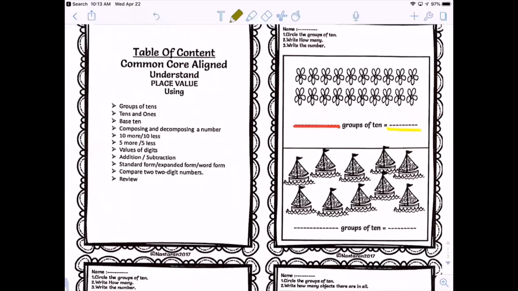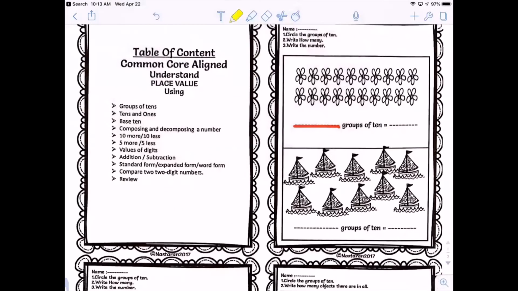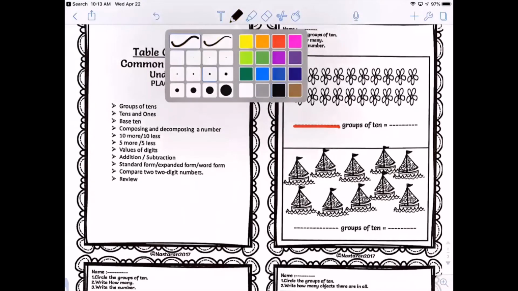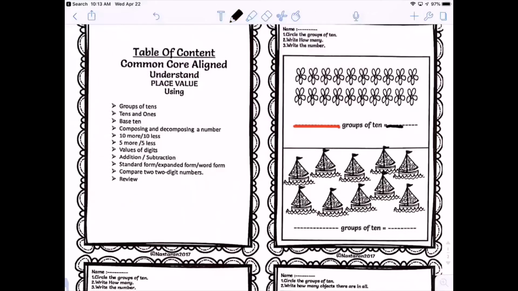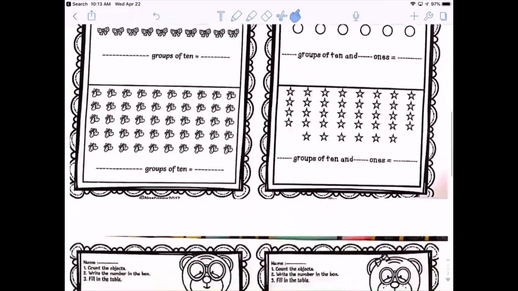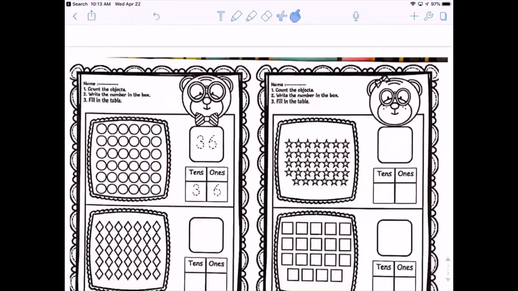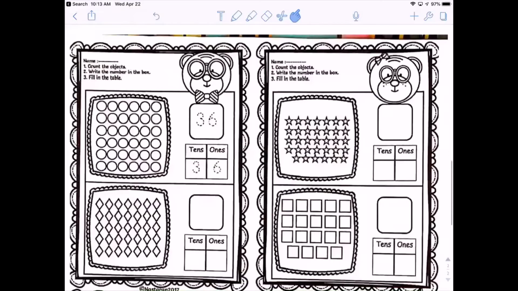Let me change the color, hold on. Okay, you see the equal sign? So you have to write the equal. Okay, how many do you have there? So this page is very simple. Okay, you're going to be circling and counting your groups of 10. Okay, now go ahead and look for this page in your packet.